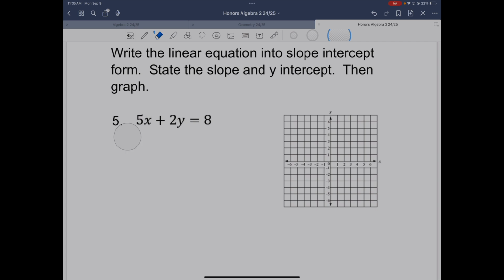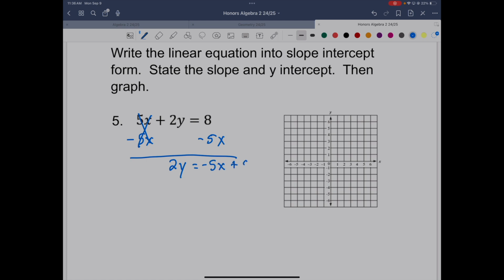So subtract off 5x. So 5x minus 5x is 0. So that's 2y equals negative 5x plus 8. So far, so good? Divide by 2. Making sure you divide everything by 2.